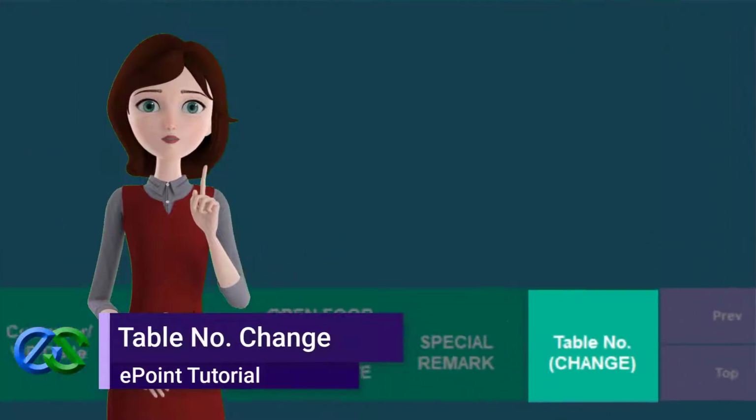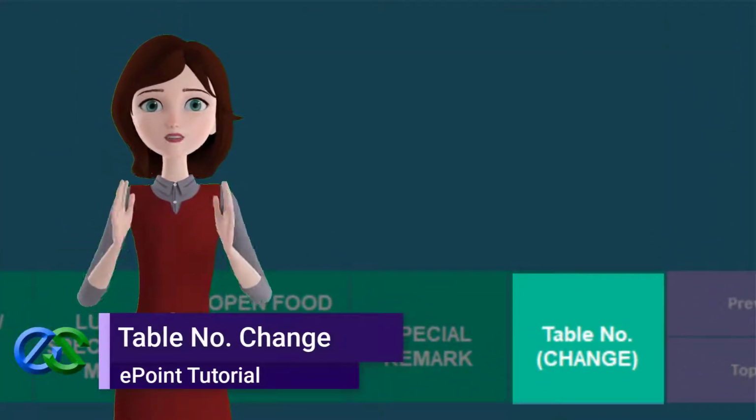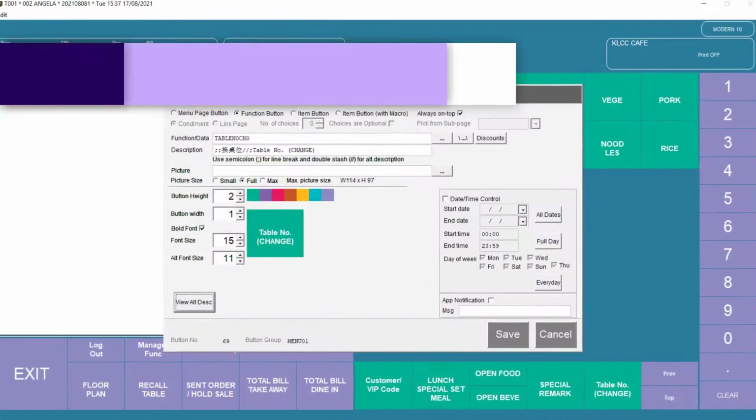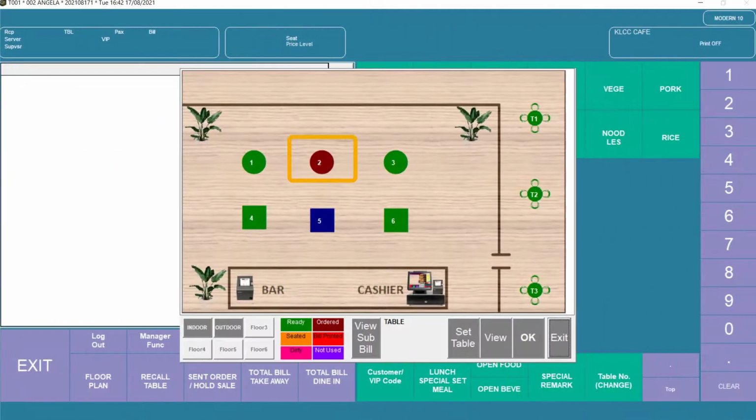Today, I'm going to share how our table number change function works. How to get here, you may refer back to my previous tutorial. Currently your customer is sitting at table number 2 and requests to change to table number 6.